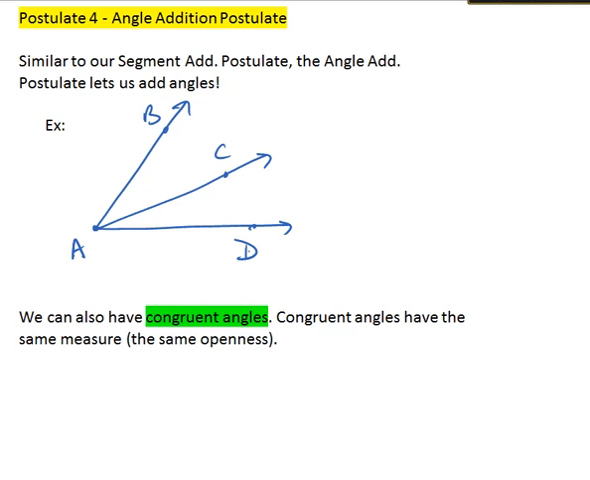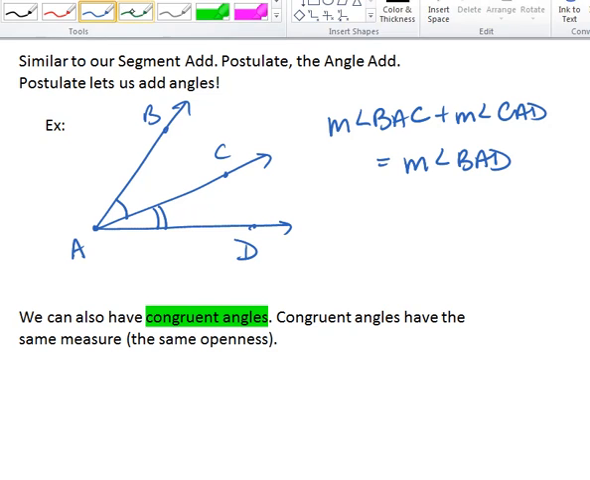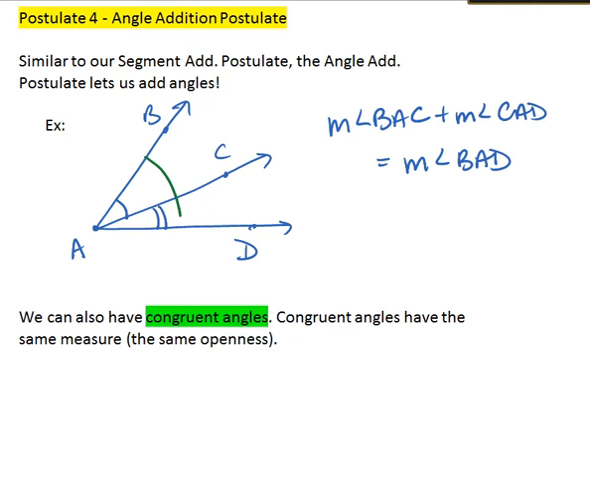In this picture, we have 3 angles. We have the 2 small ones, angle BAC and angle CAD, and the larger one, angle BAD. The angle addition postulate lets us realize that the measure of angle BAC plus the measure of angle CAD equals the measure of angle BAD. So that's a larger angle that the 2 smaller angles are contained within.